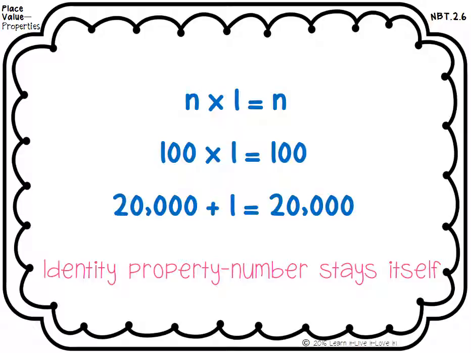The identity property says, again, this is my favorite, any number times 1 is that number. So 100 times 1 is 100. It's the number that you started with. 20,000 times 1 is 20,000. So in the identity property, the number stays itself.